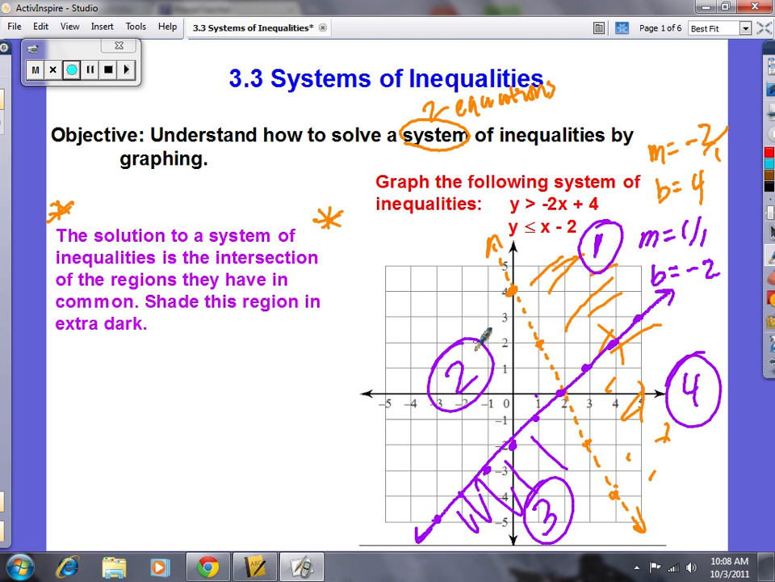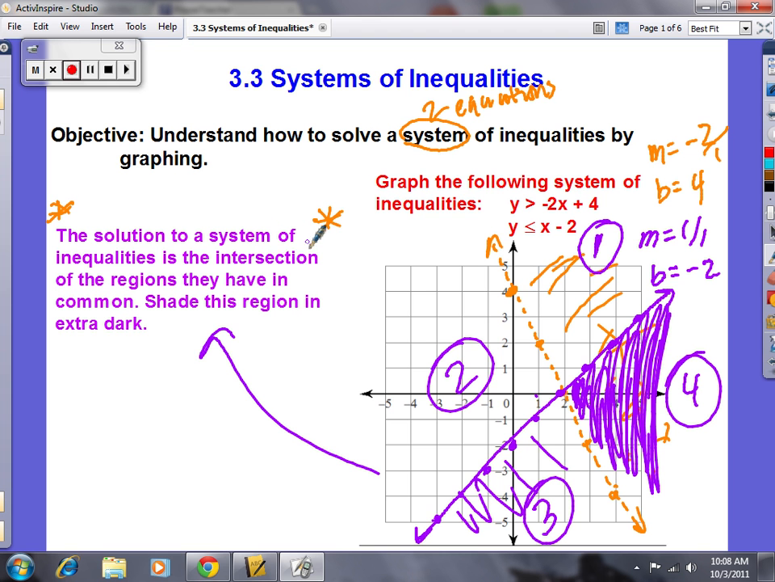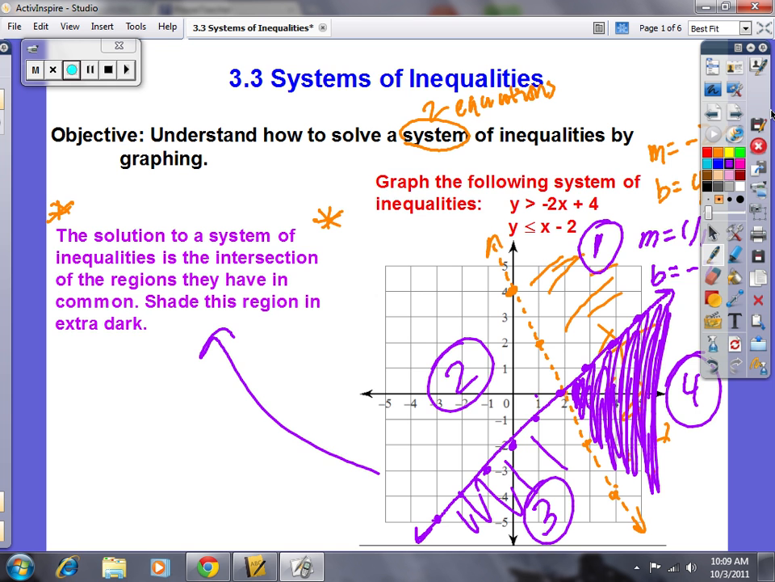So your answer is only in one of these regions. Which region is your answer in? It's got to be below the purple and it's got to be above the orange. So your answer is this region, number 4. That's where we're going to shade our answer. The solution to a system of inequalities is the intersection of the regions they have in common. You shade that region extra dark. Does that make sense? Let's try this one out.